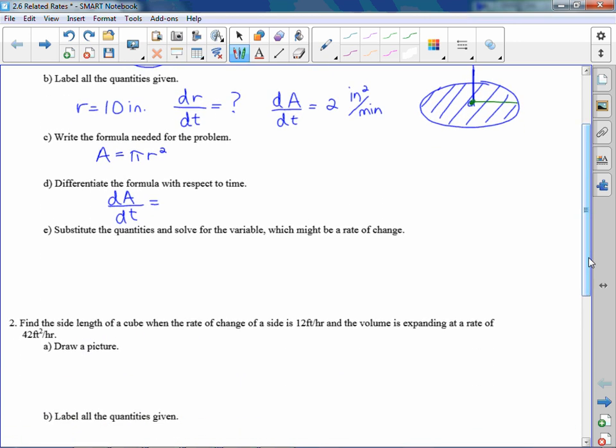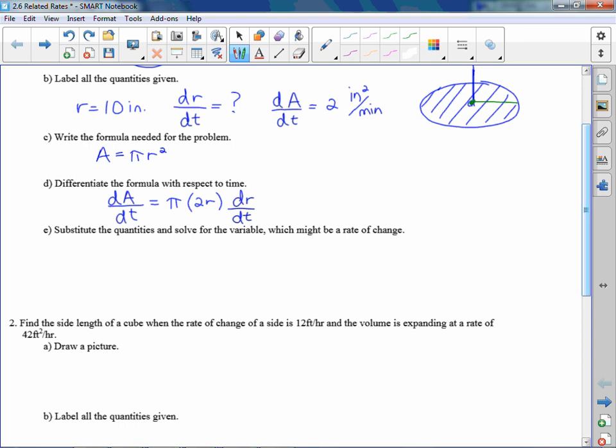If you leave your pi out front, take the derivative of r squared, bring that 2 down, reduce by 1, you get 2r. But because it's not with respect to r, we put a dr/dt next to it. Just like we were putting dy/dx's next to things that weren't x, which is what we were taking the derivative with respect to. Okay, once you do that, now you can start putting in your numbers.